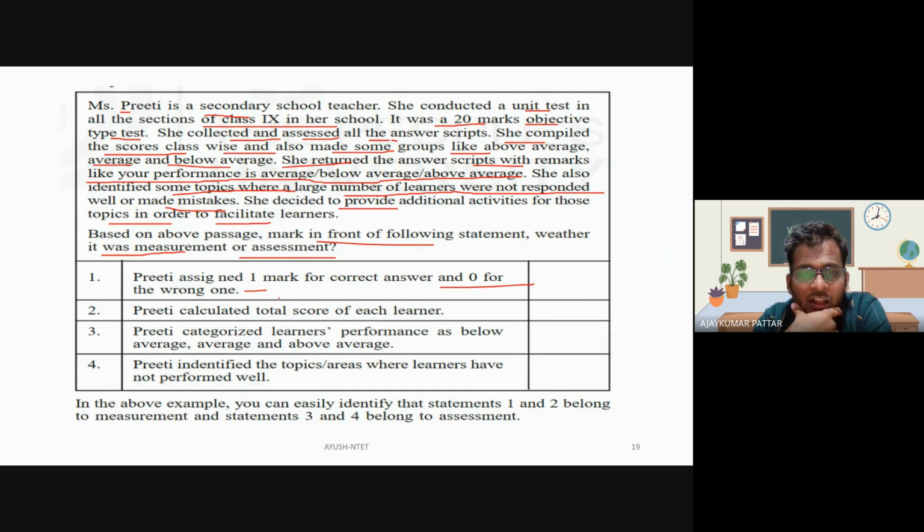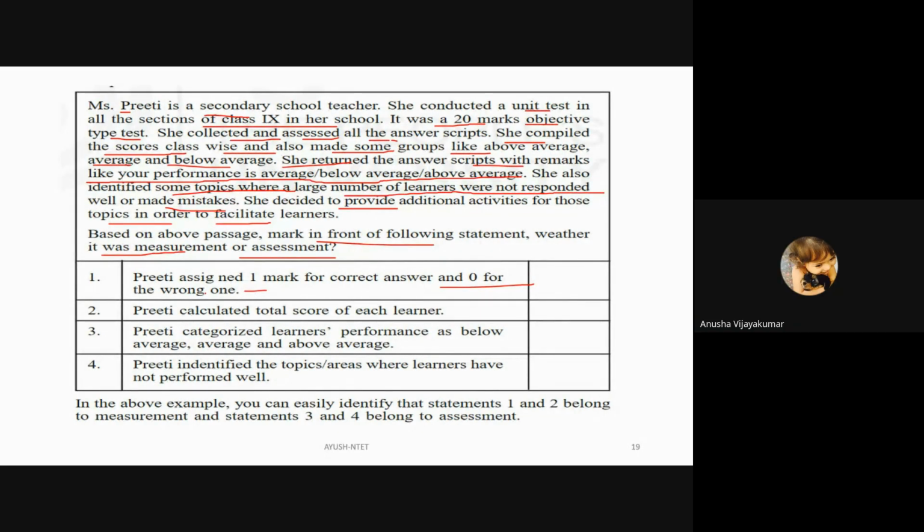Hello? All of you, are you able to understand what I am telling? Hello? Please reply to me. The teacher gave 1 mark for a correct answer and 0 marks for a wrong answer. What is this method? Is she assessing or measuring? Tell any answer, no problem. It is right or wrong. Everyone is on the same platform. Even I am on the same platform. Don't worry.